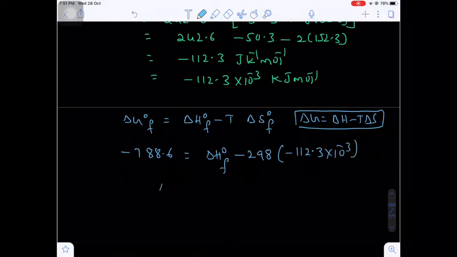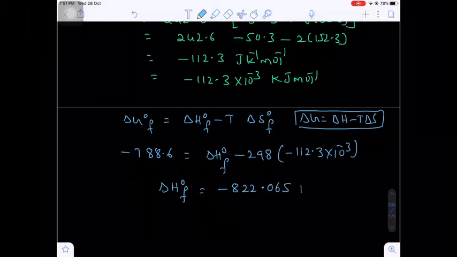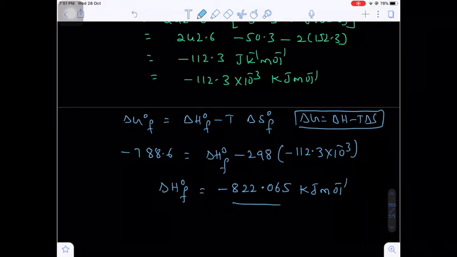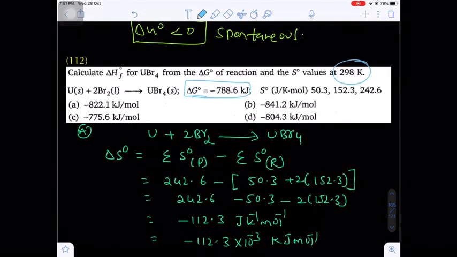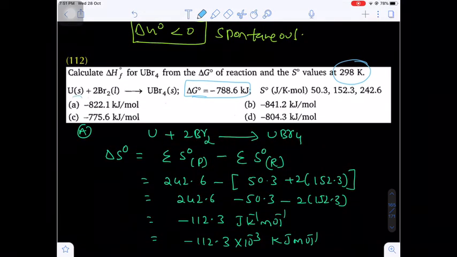Yes or no? So from here, the standard enthalpy of formation of the reaction will be equal to minus 822.065, unit kilojoule per mole. So the final answer will be minus 822. So that means here the first option.